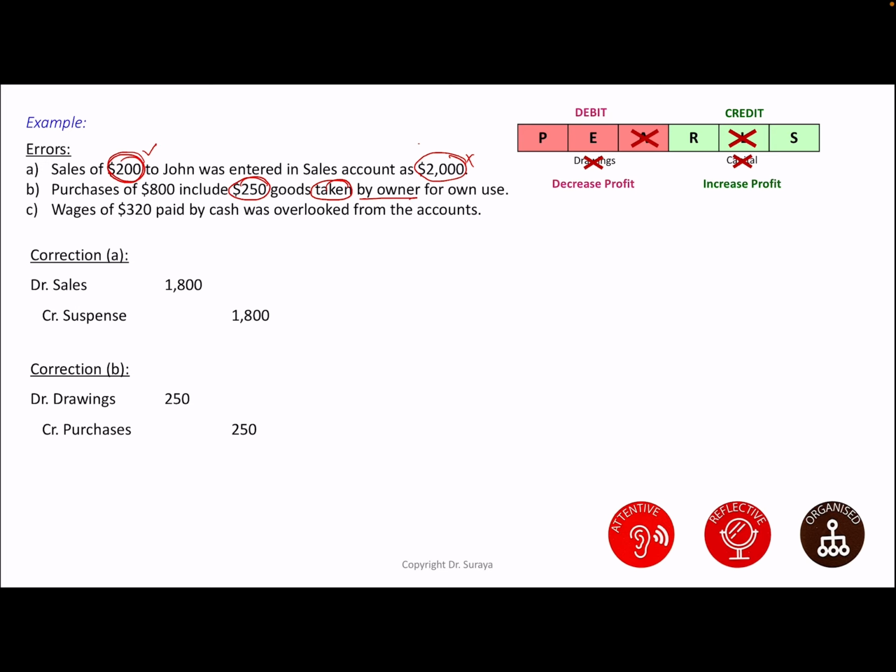Now for error C, there is wages of 320 paid by cash and it was overlooked from the account. It was not recorded at all. That was easy. All you have to do is record wages as an expense and cash on the credit side. So the correction is going to look like this. Debit wages, credit cash. That's how you correct them.